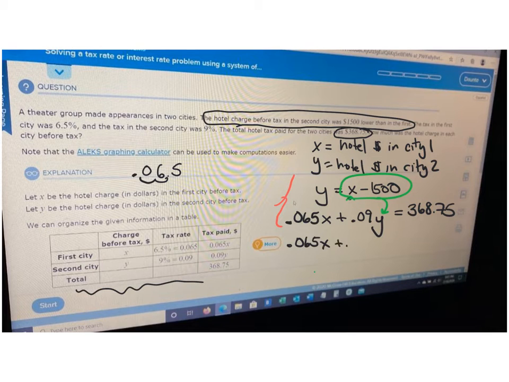0.065x plus 0.09 times (x minus 1,500) equals 368.75. And then I'll simply solve that. So first I'll distribute the 0.09. So I get 0.065x plus 0.09x minus 135 equals 368.75.